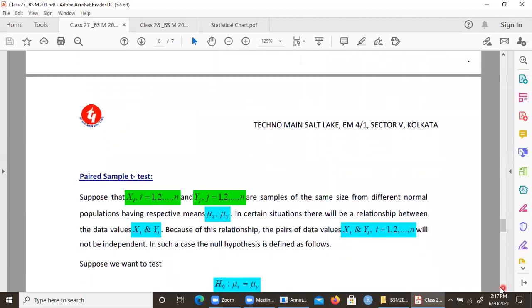Now less than 1 minute is remaining. So in the next session, I'm going to explain the paired sample t-test. I am stopping over here right now, and meanwhile we put the attendance for this first session. We are going to discuss again in the second session.